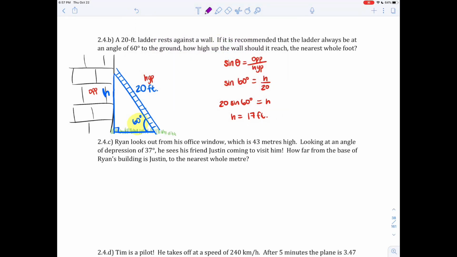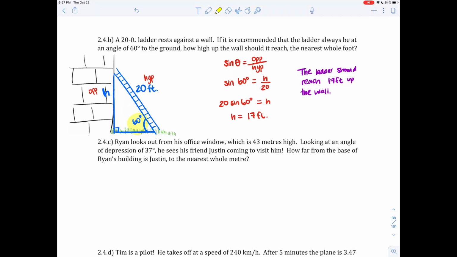And it says, how high up the wall should it reach? We could say, I guess, in sentences with capital letters, the ladder should reach 17 feet up the wall. And again, like Mr. A mentioned, it is necessary that we have the units as our final answer, and we are rounding according to the question.